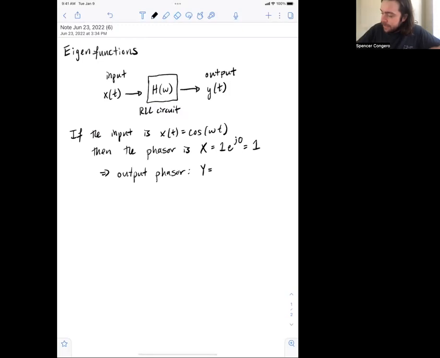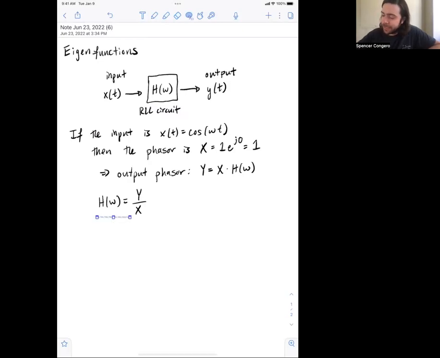I'll call it y. And we know that it's the input phasor times the frequency response. That's how we define the frequency response. The frequency response was defined as the output phasor divided by the input phasor, where the input was a sinusoid with frequency omega. And so this is a function of omega. Depending on the frequencies I put into the circuit, I can get a different frequency response. The frequency response is how the circuit affects an input with that particular frequency. We're seeing how the output phasor is changed in relation to the input phasor.